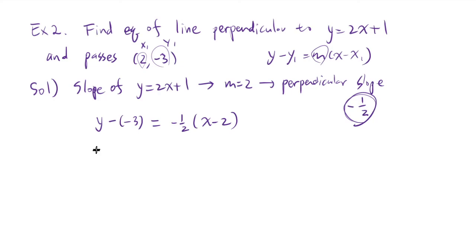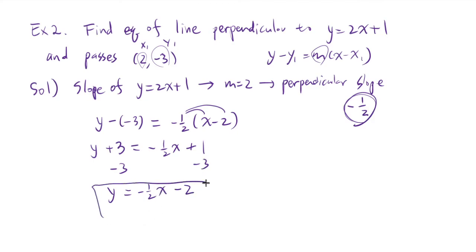Then this is y plus 3. If I multiply this out, this is negative 1/2 x. The 2 and 2 cancel, and the negative becomes positive, so you end up with positive 1. Subtract 3 from both sides, and you get y equals negative 1/2 x. 1 minus 3 is negative 2. So that's the answer. That's the line that's perpendicular to y equals 2x plus 1 while passing through 2 comma negative 3.